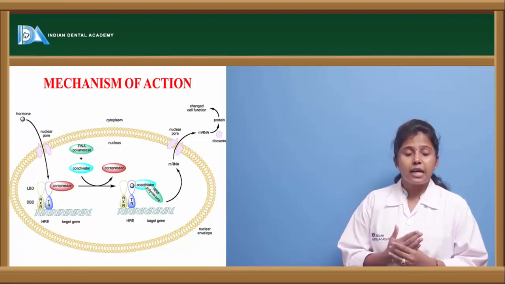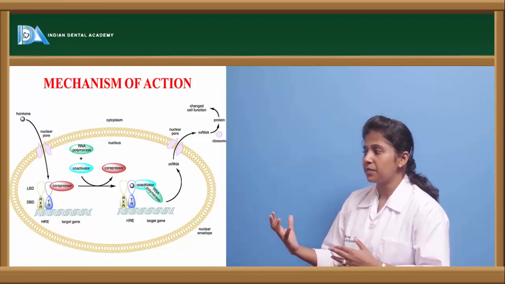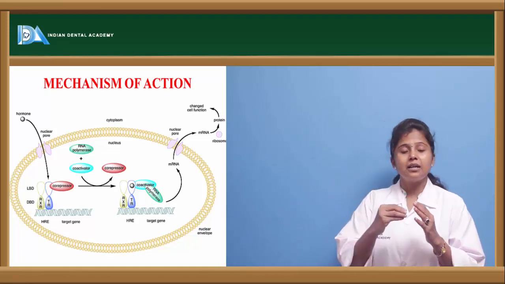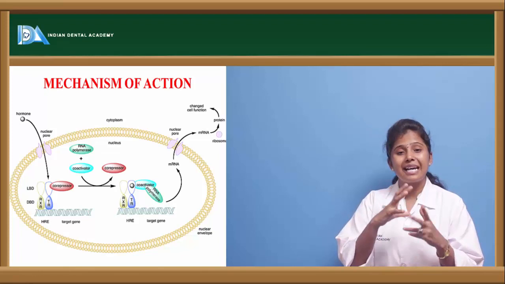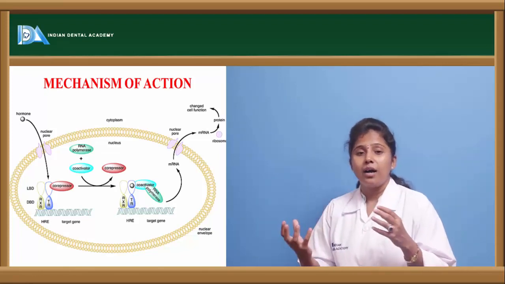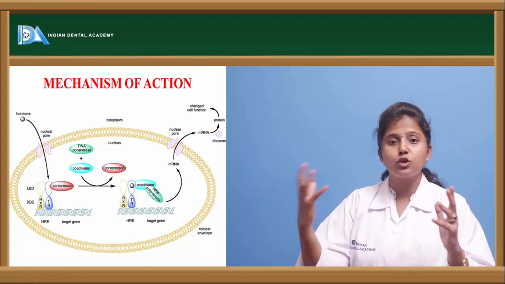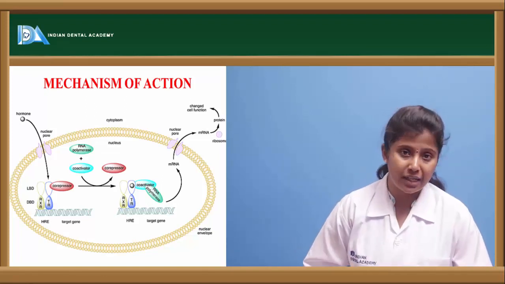So this thyroid hormone, after binding to the TR receptor, binds to the ligand. Ligand is a compound which aids in the formation, or else we can say it binds to the new products to form an active compound.